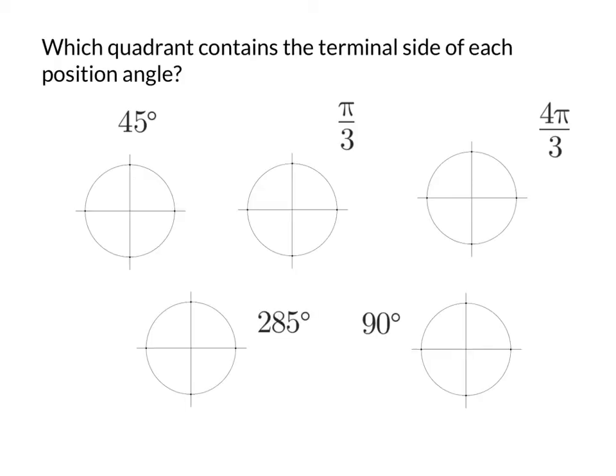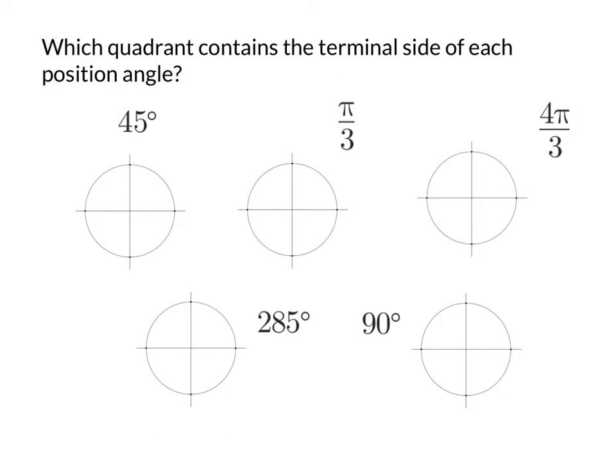Let's take a look at reference angles. As we move around the unit circle, the idea of reference angles is going to be very important in trying to evaluate sine and cosine of various angles. First of all, which quadrant contains the terminal side of each position angle?